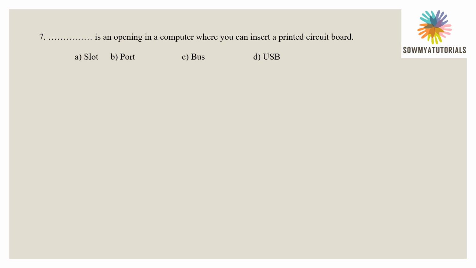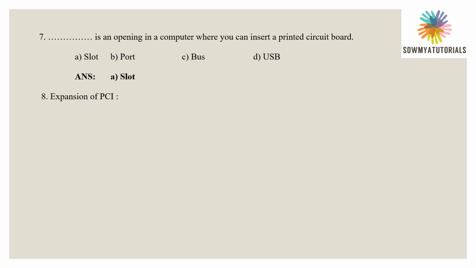Then what is a port? Ports and interfaces are used to connect external devices like a printer, keyboard, or scanner to the computer. That is called a port. The bus is a collection of parallel wires that form a pathway to carry the address, data, and control signals. Then option D, USB port, is the easiest way to connect a variety of new peripherals like printers, scanners, digital cameras, etc. So the correct answer is slot. A slot is an opening in a computer where you can insert a printed circuit board, that is called the motherboard.